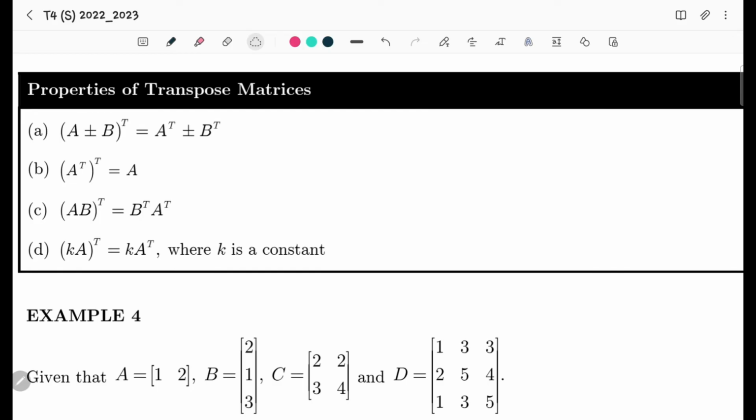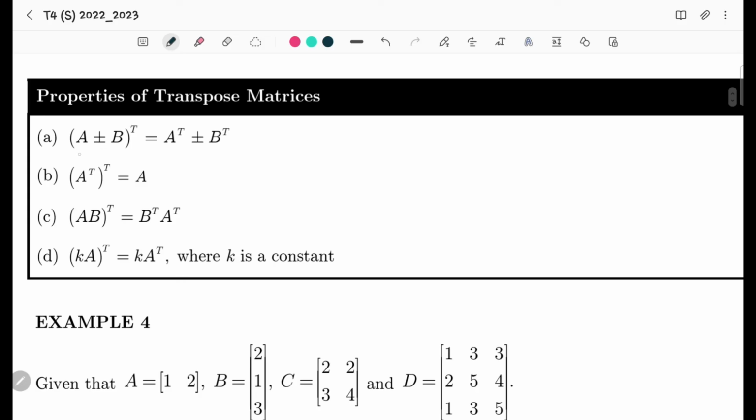Properties of transpose matrices. A plus or minus B, transpose, is equal to A transpose plus or minus B transpose. Then A transpose transpose will be equal to A, and AB transpose is equal to B transpose times A transpose. Lastly, where K is a constant, K A transpose is just equal to K times A transpose.